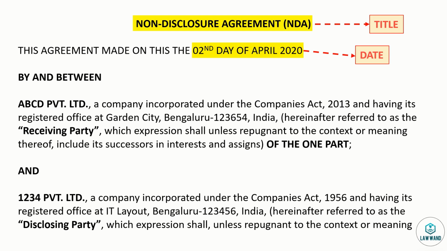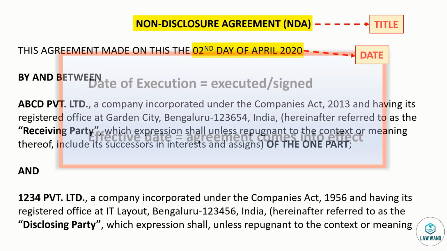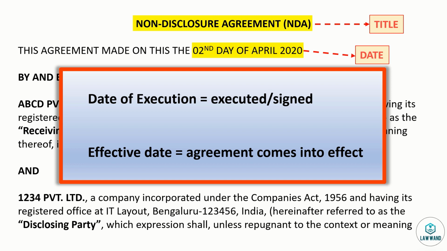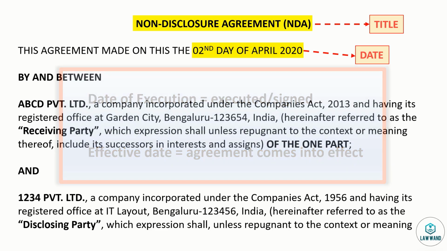Now, what is the difference between date of execution and effective date? Well, date of execution is usually the date on which the agreement will be executed or signed. On the other hand, effective date means the date from which the terms and conditions in the agreement actually become applicable. Note that on some occasions, the date of execution and effective date will be the same, and on some other occasions, these two dates may be different. Be cautious about these matters because you don't get this information from the templates.